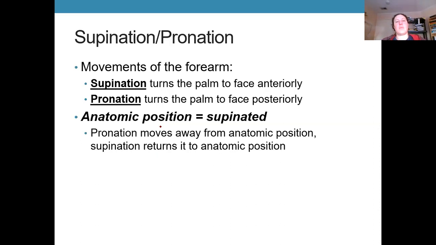Supination and pronation are movements only your forearm can do. Supination is how you are when you're in the anatomical position, so the palms of your hands are facing anteriorly. Pronation is when you turn just your forearm, not up here, so that your palms face posteriorly.